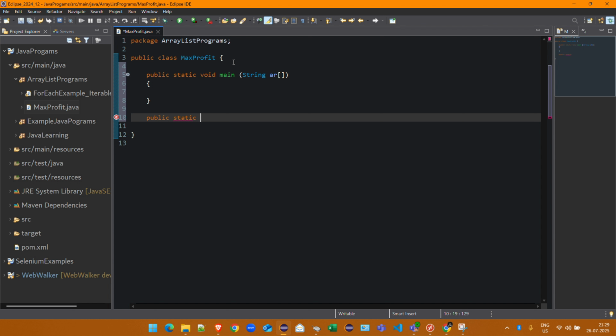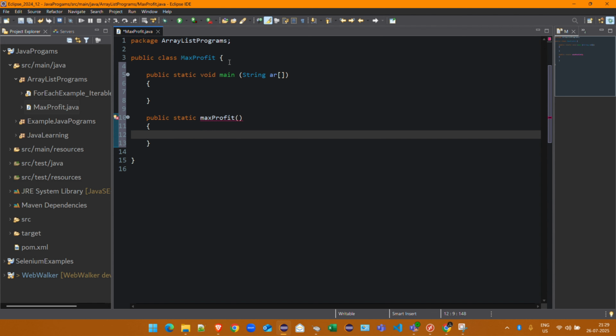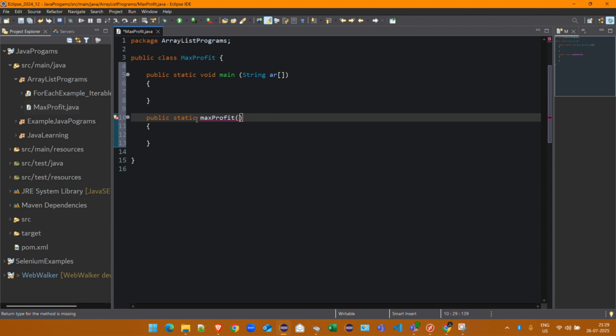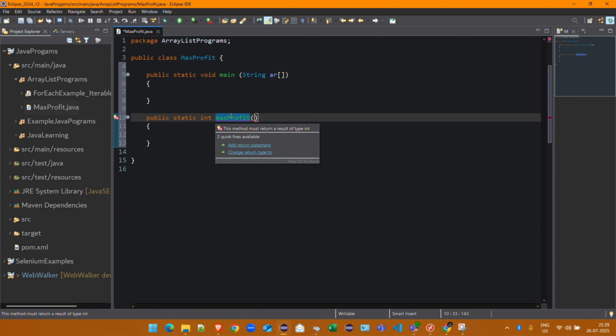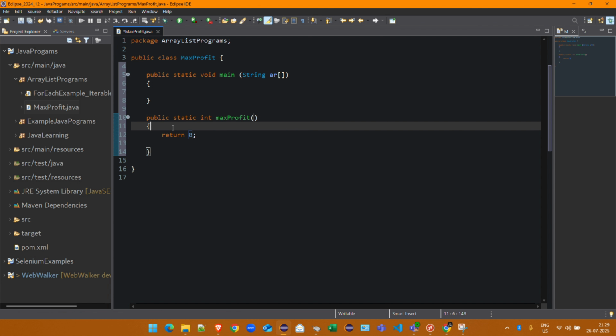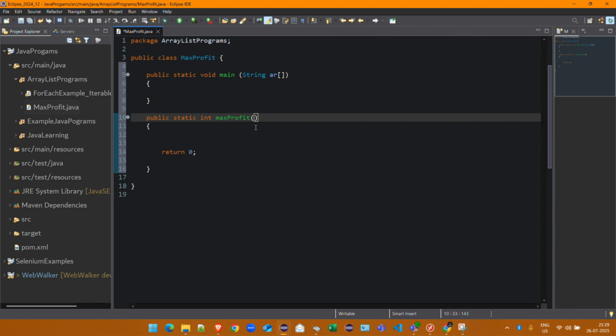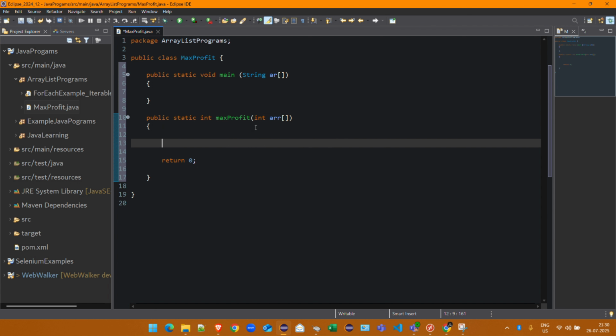Static maxProfit, right? MaxProfit should be the name. We'll need a return type, so say the return type is integer. For now we have taken integer only, a dummy return type. It will receive an array, say for example an integer array in terms of prices, and we will return the result out of it.